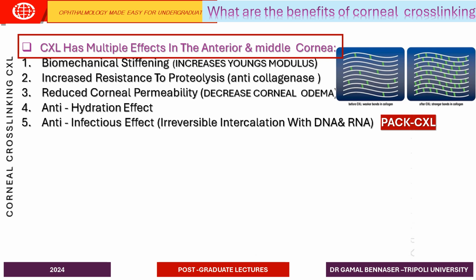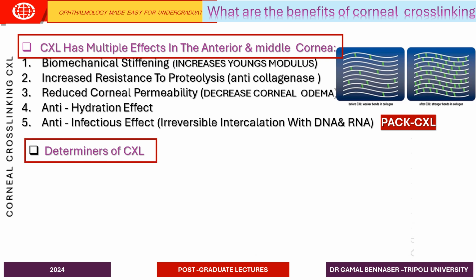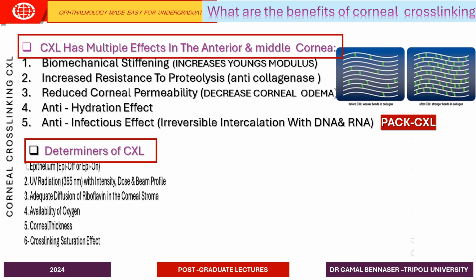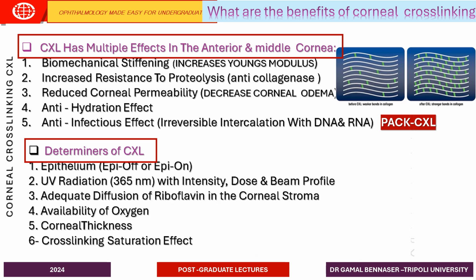We will concentrate in this lecture on the use of riboflavin and ultraviolet energy in the classical technique, for improvement in the corneal topography and in improving the corneal biomechanics. So there are various important determinants for the successful crosslinking technique that we will speak about one by one, so that it makes the backbone of this lecture, namely the epithelium, the various types of cross-linking, either epithelium on or epithelium off, and also the ultraviolet radiation and the different intensities, doses and beam profiles.